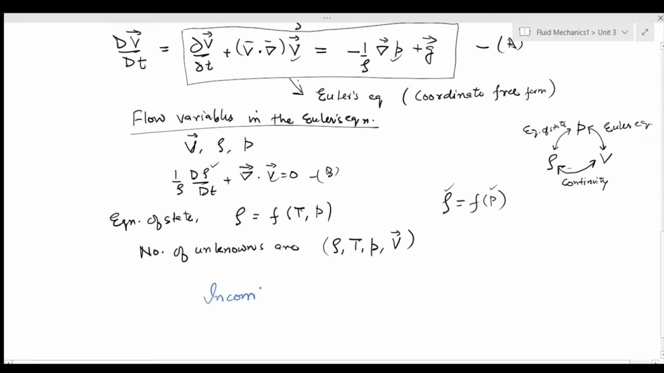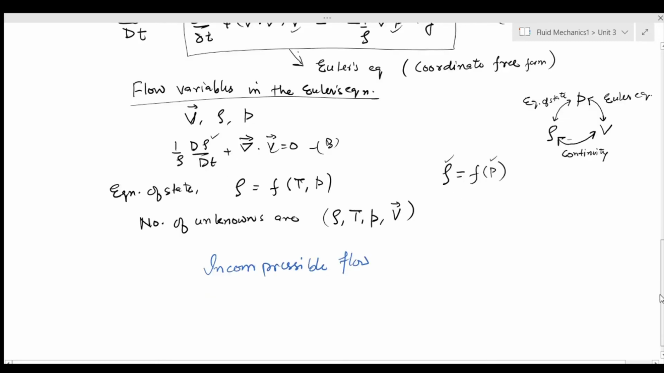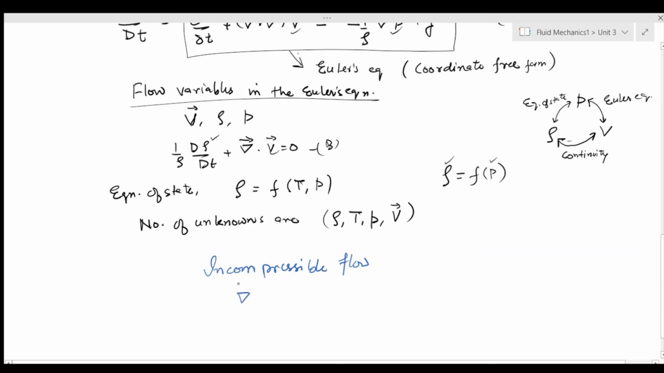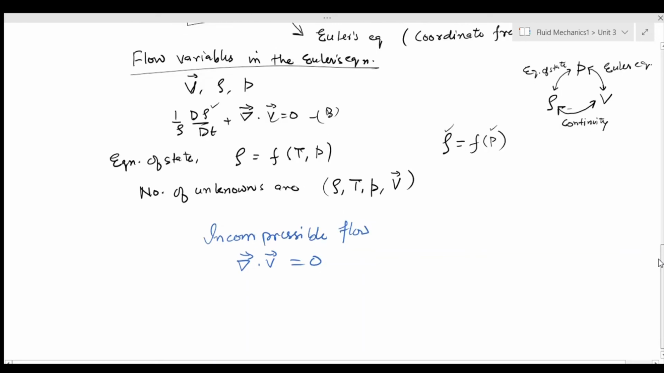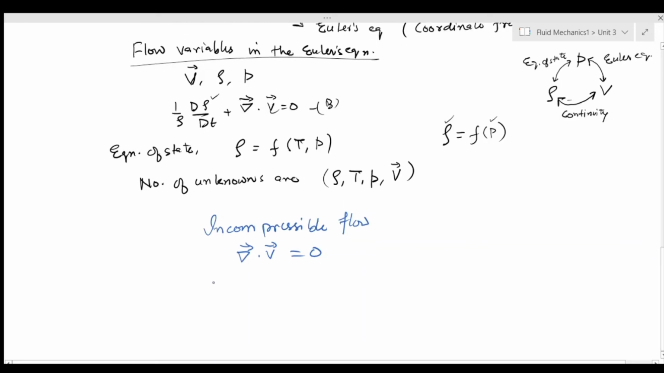So for incompressible flow, we have del dot V equal to 0. Now this is coming from the mass conservation equation, and from the linear momentum equation we would have del V by del t plus V dot del V equals minus 1 by rho naught del P plus g. Rho is constant now, that's why 1 by rho naught. Now this is what we have for an incompressible flow, these two equations.